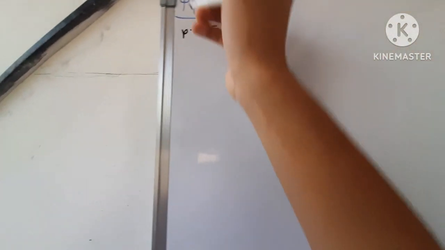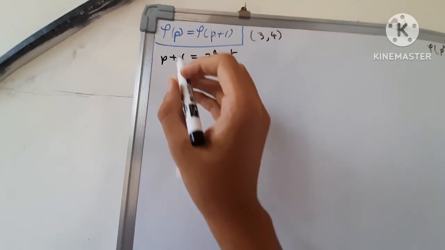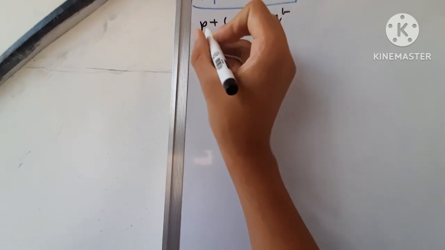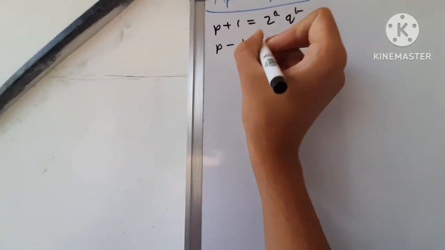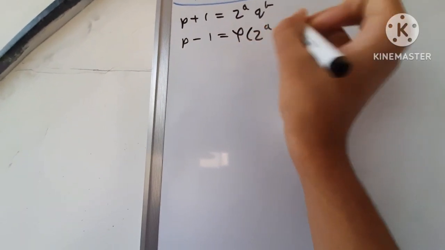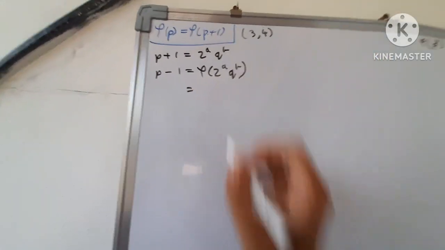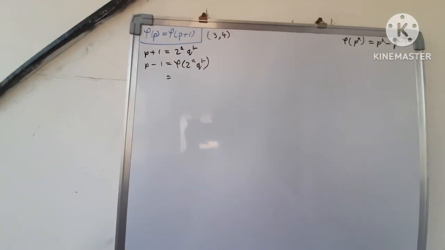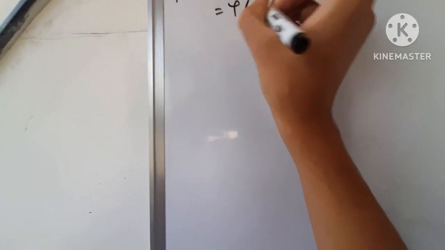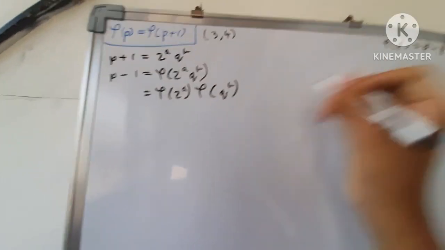So now again you can take the Euler totient function of both sides. You can use the defining equation for that, and you get that p minus 1 is equal to phi of 2 to the a times q to the b. Now because 2 and q are coprime, since they're distinct primes, we can write this as phi of 2 to the a times phi of q to the b. And now we use a formula.